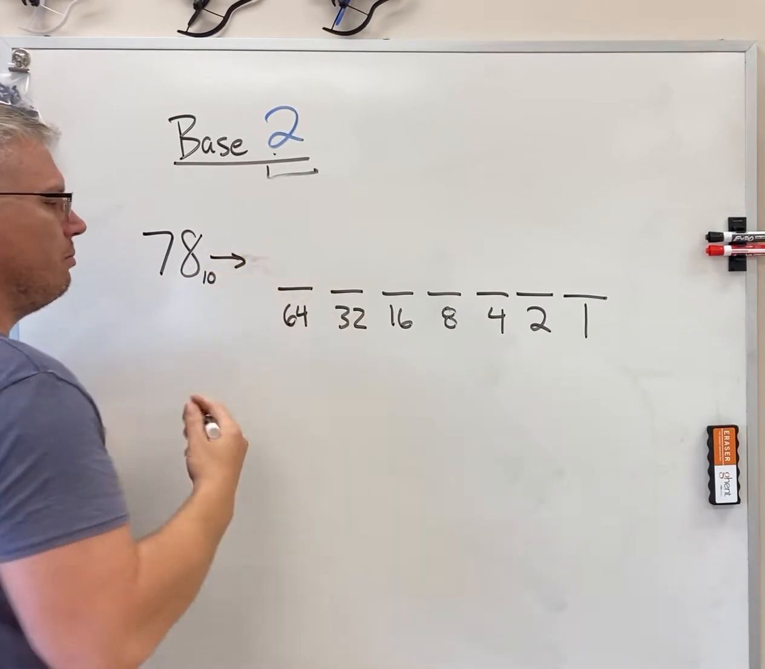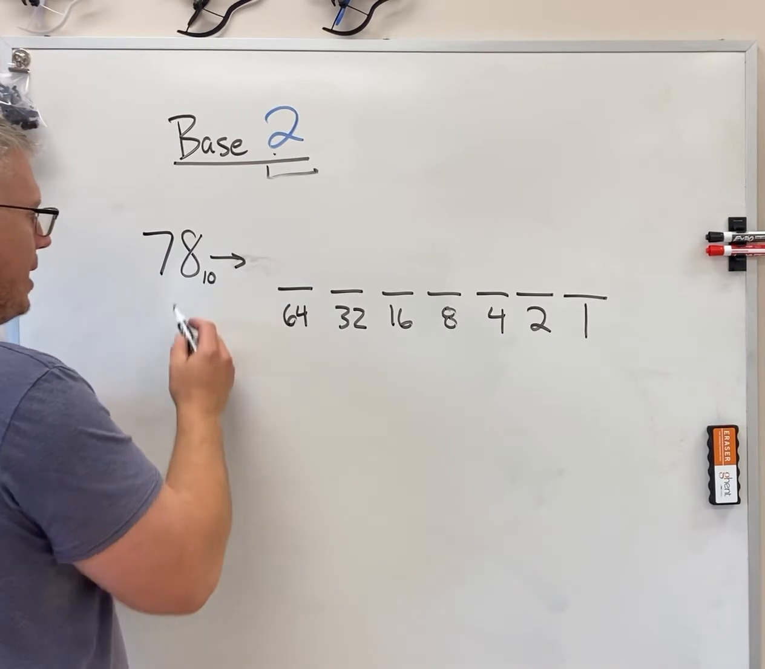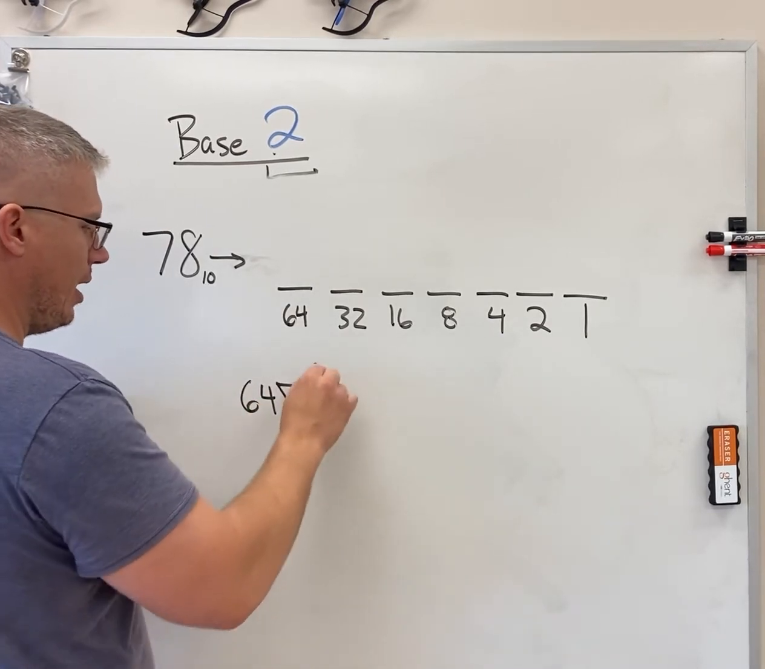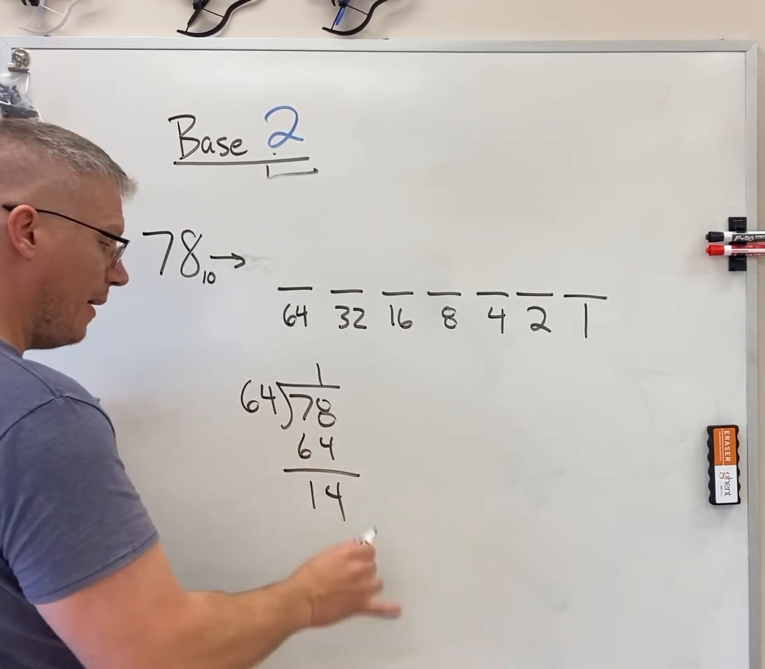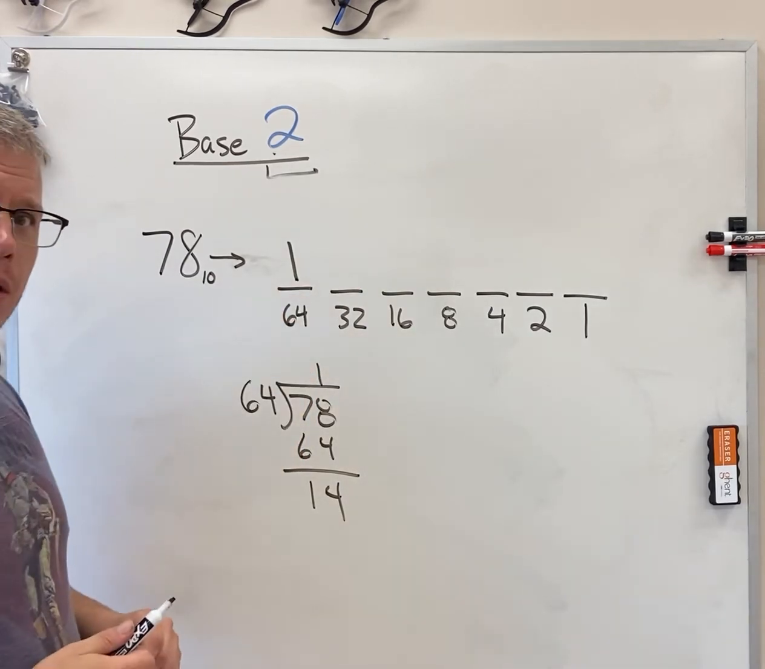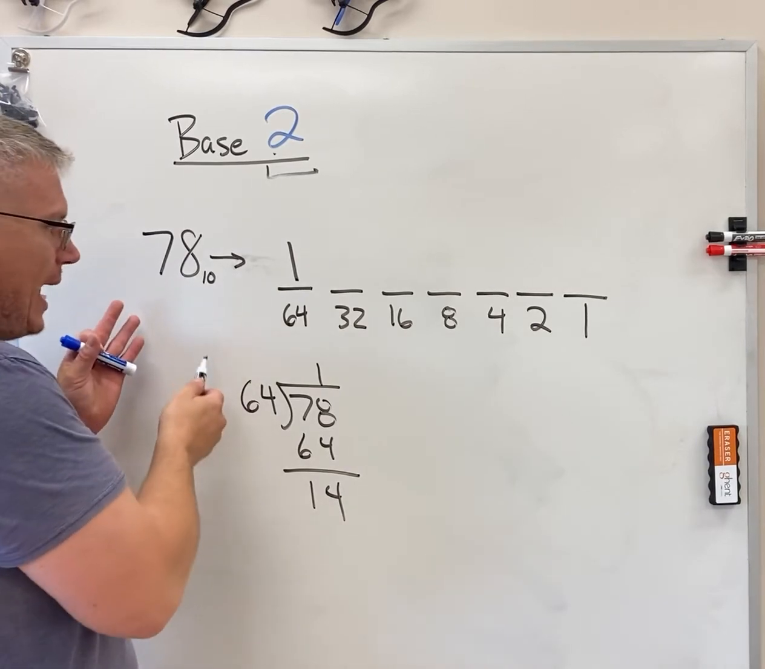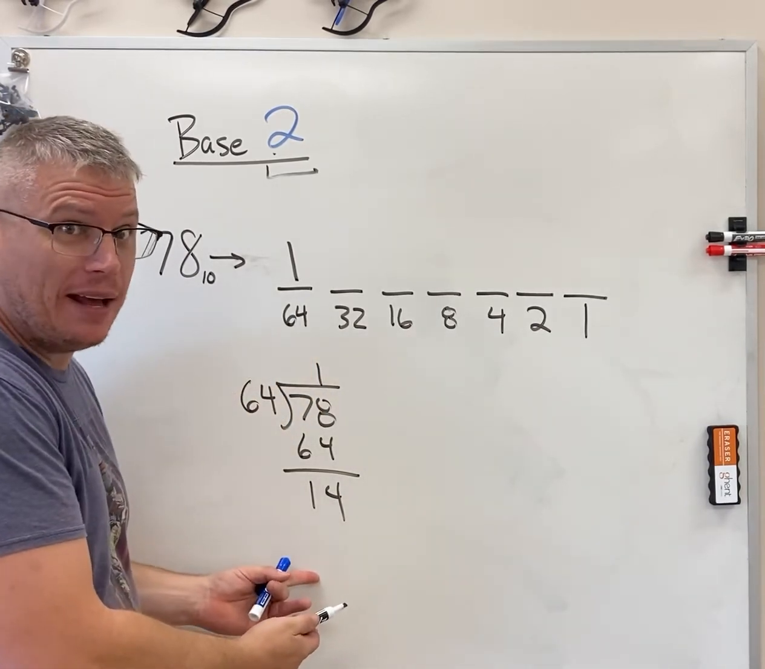Okay, so let's start doing some division. Can 64 fit into 78? It can. 64 into 78 can go one time. Subtract out, that gives me 14 left over. So I take that 1, transpose it up here. Take my remaining value. Remember I had a value of 78. I took out 64 of it. I have now a value of 14 left.